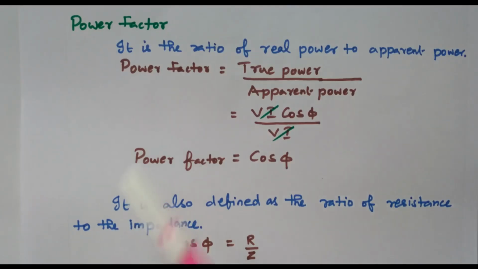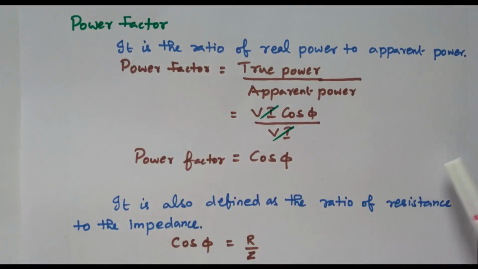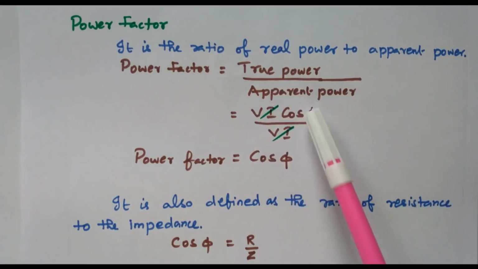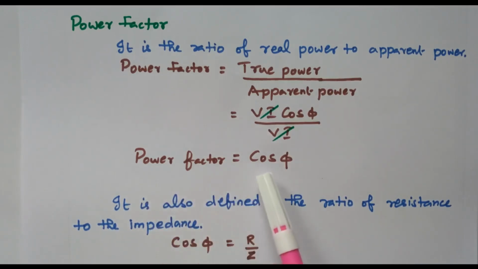So power factor is the ratio of real power to apparent power. Real power or true power. What is true power? Real power is VI cos phi. What is apparent power? VI. So VI gets cancelled, it is cos phi. So power factor is nothing but cos of angle phi. What is this phi? It is the angle between current and voltage. So power factor will give the cos of angle between current and voltage.